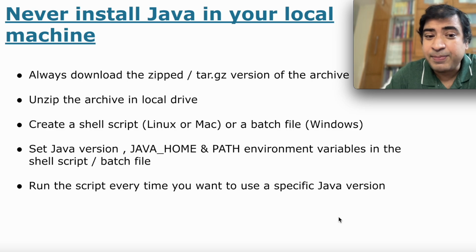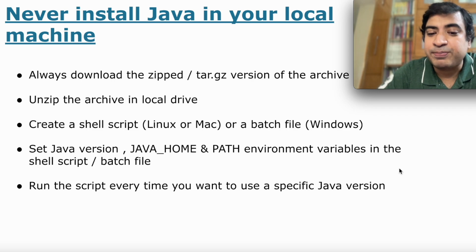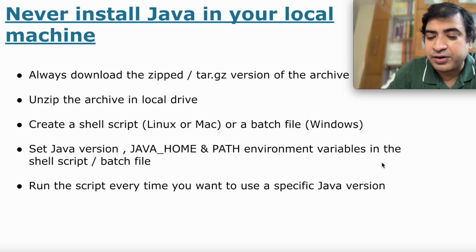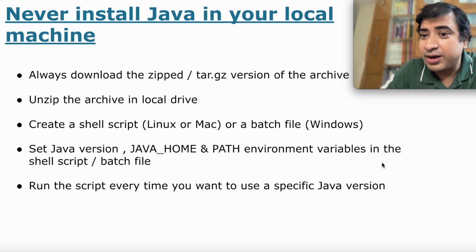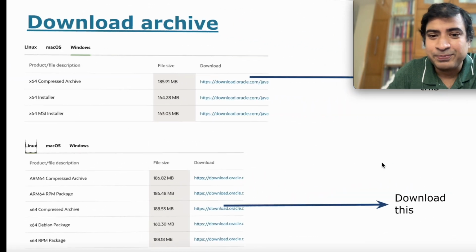So download the zipped version and manually unzip the archive in a local drive, and then create a shell script. Either in Linux or Mac, it should be a shell script, and it should be a batch file in Windows. And in that shell script or batch file, set the Java home and the path environment variables, and then run the script every time you want to use a very specific Java version. But do not worry, I'm going to show you a demo of how I actually do this.